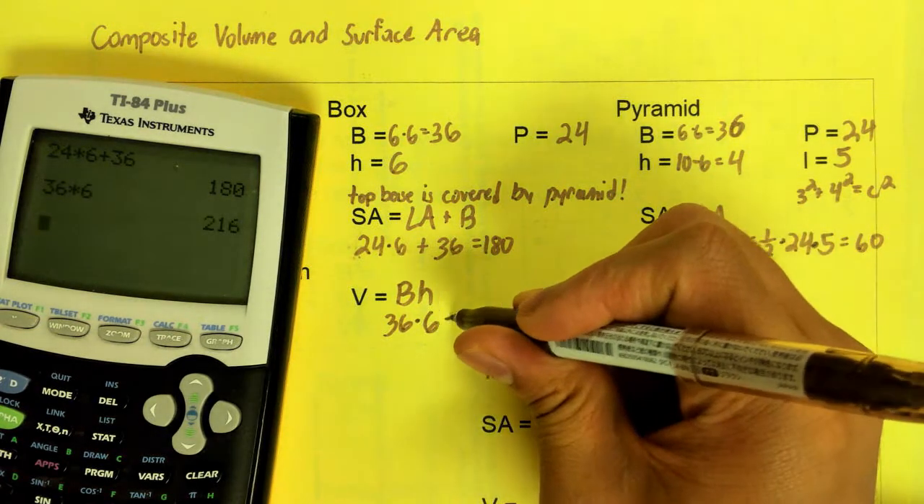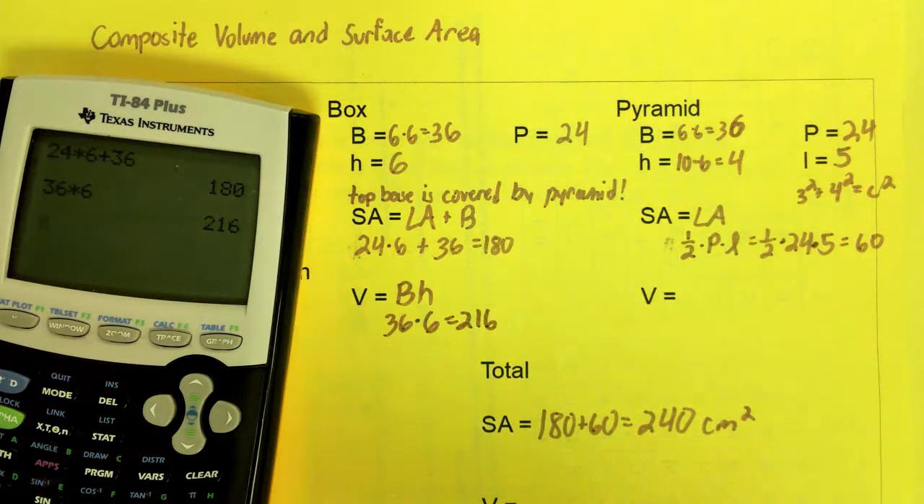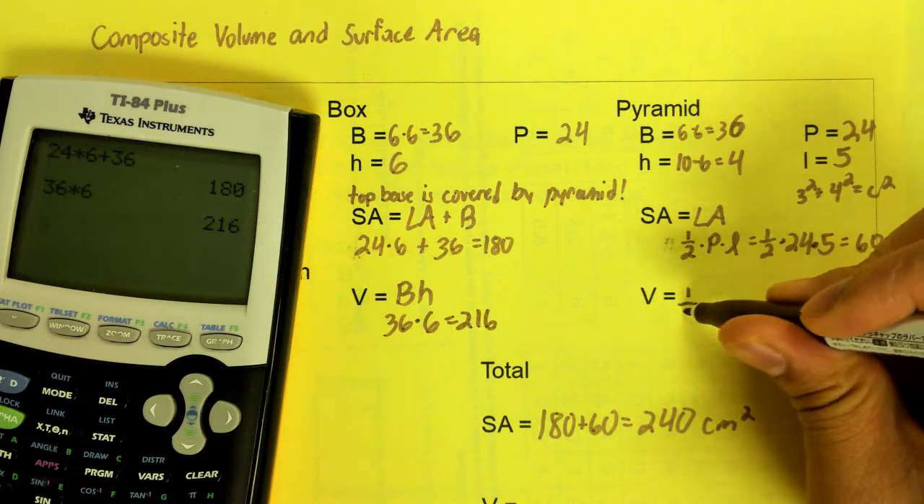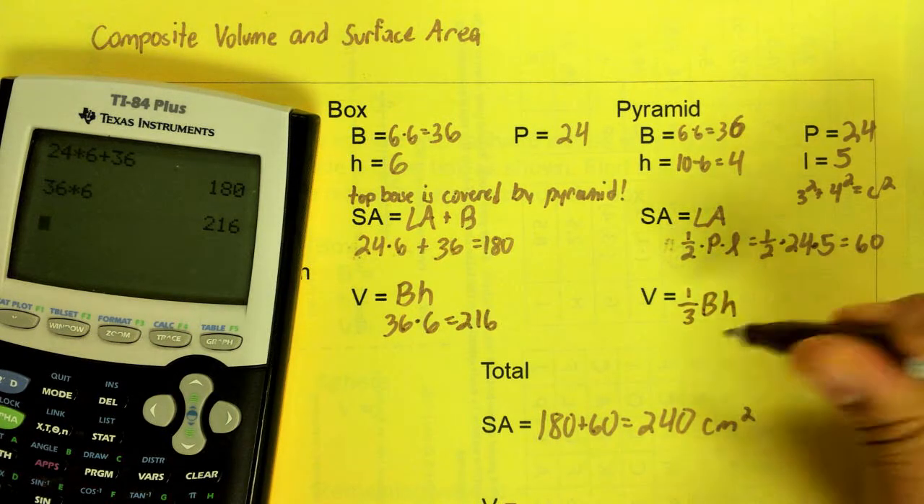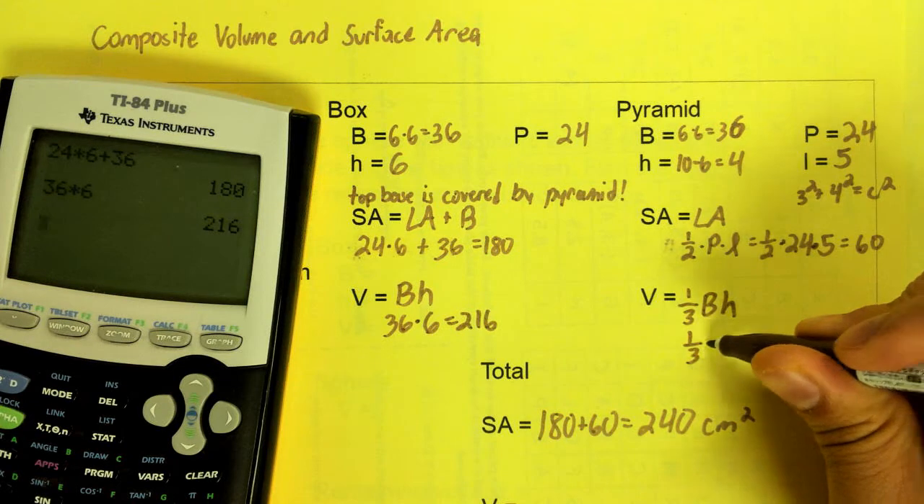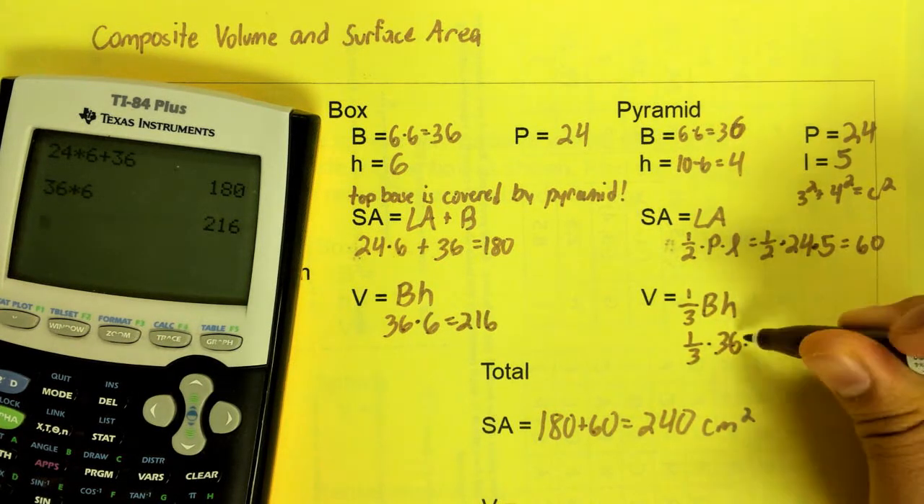36 times 6 gets me 216. Volume of a pyramid is 1/3 base times height. So I have 1/3. Area of my base is still 36. Height this time is 4.